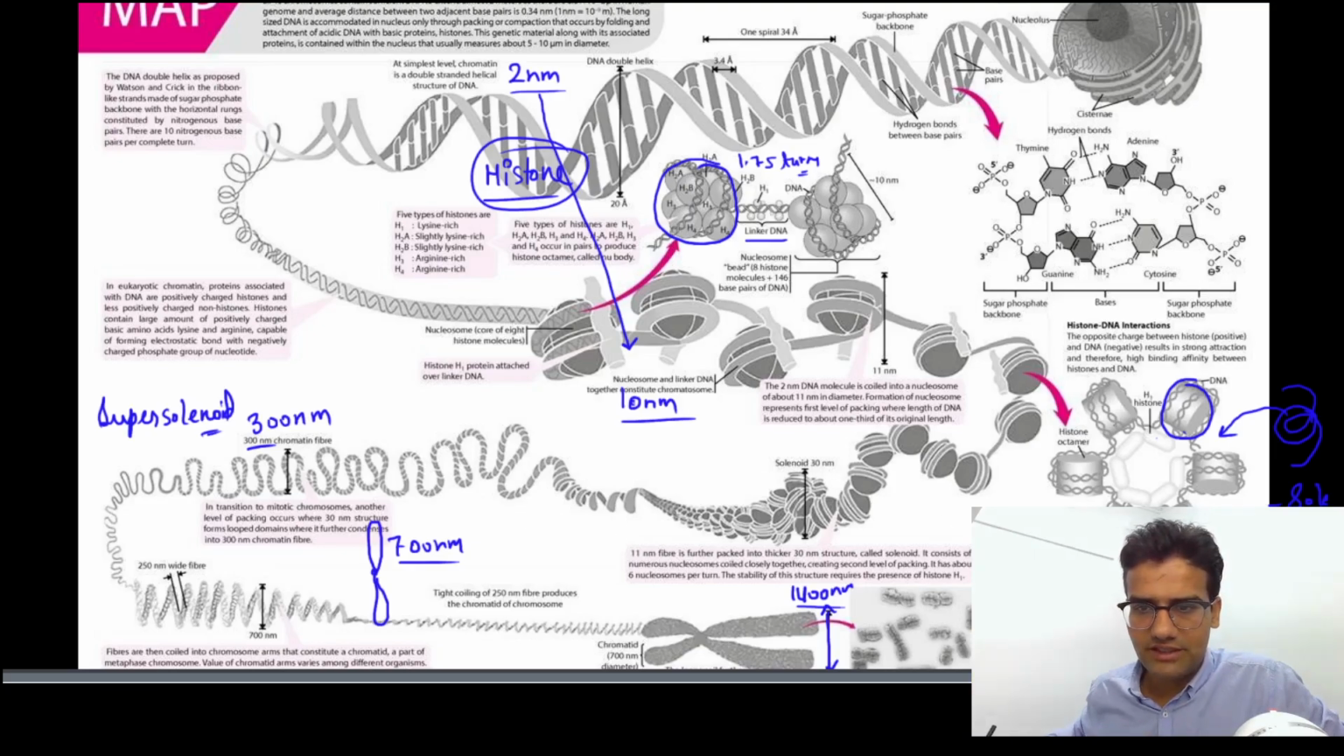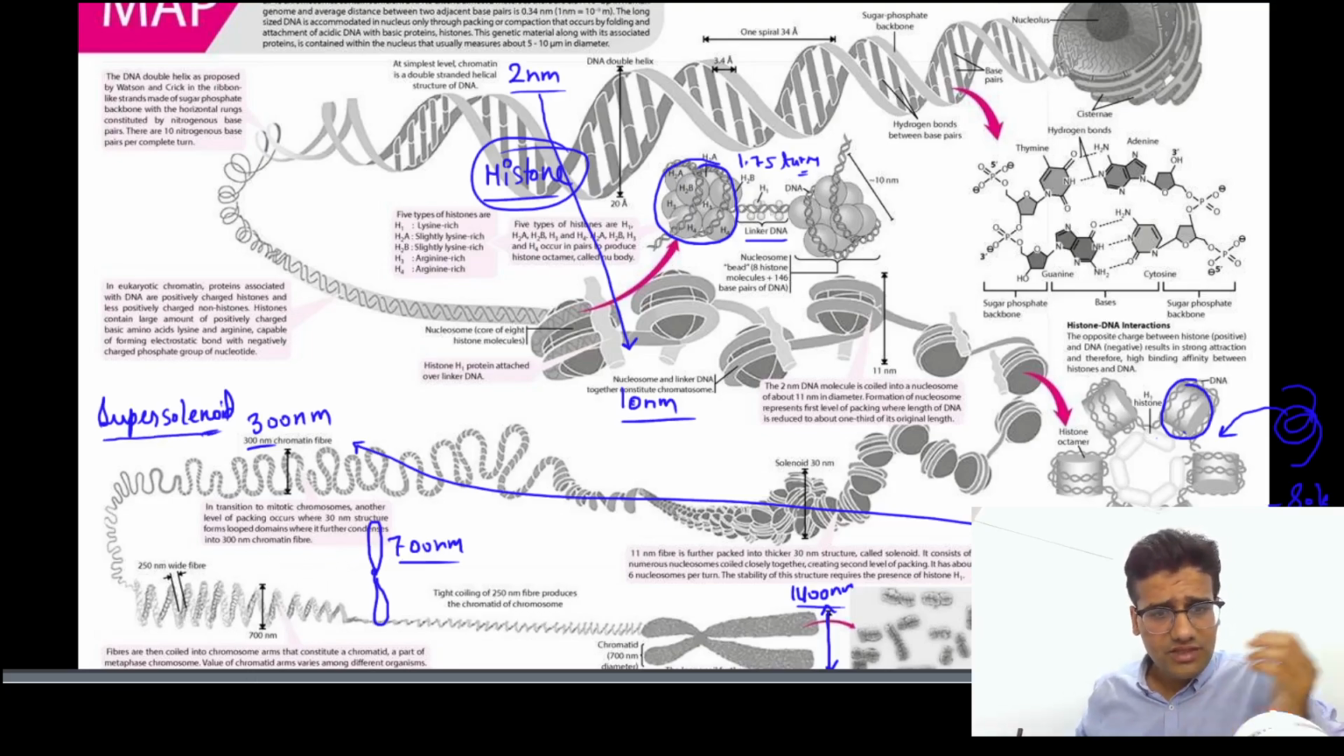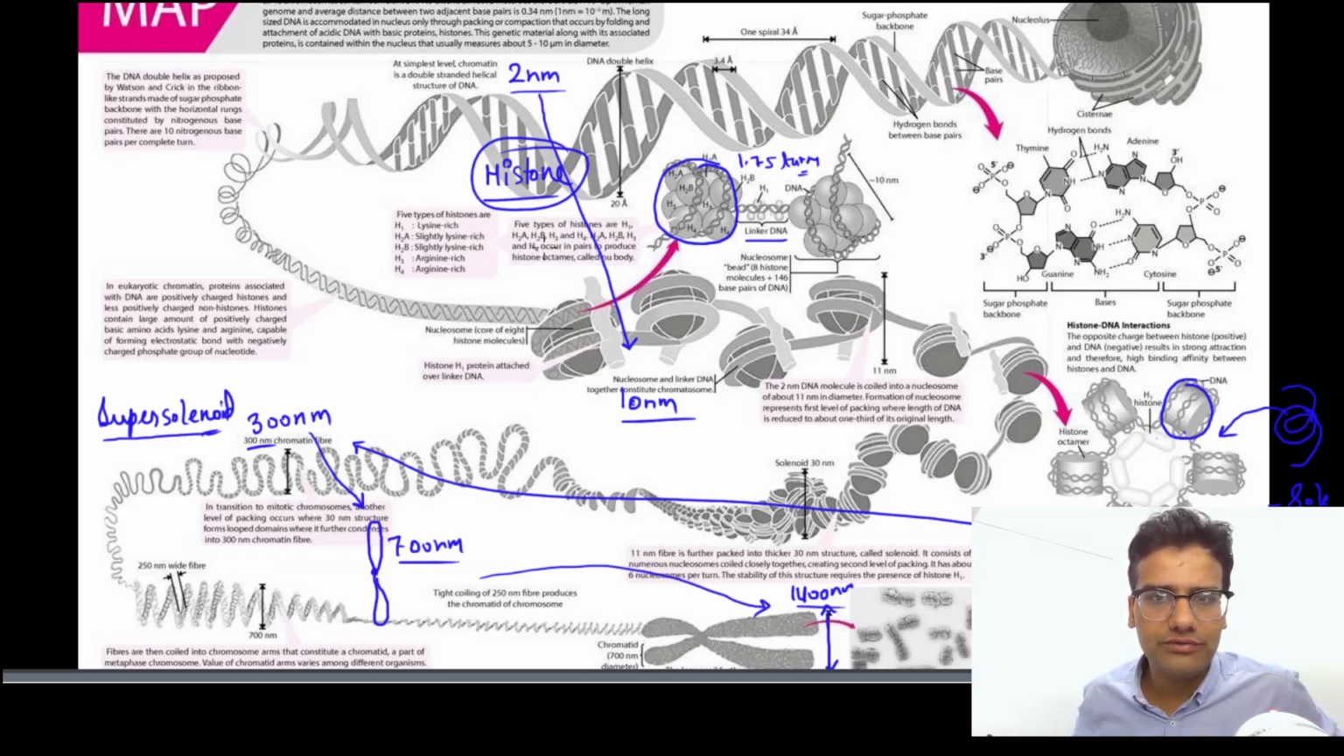Further, this 30 nanometer fiber is converted into 300 nanometer fiber, which is what we call super solenoid fiber. Then there are other proteins for folding the chromosomes, and this is converted into a chromatid arm. This 300 nanometer fiber is converted into 700 nanometer fiber, and the 700 nanometer fiber is converted into 1400 nanometer fiber. So this is all about the DNA packing mechanism.